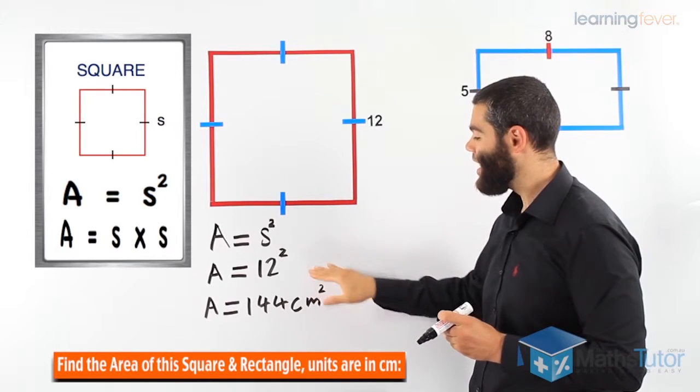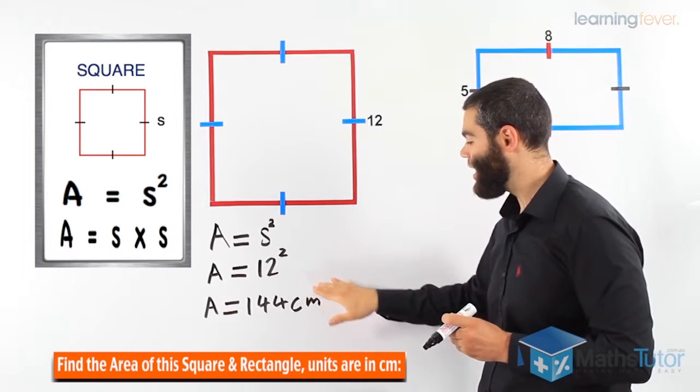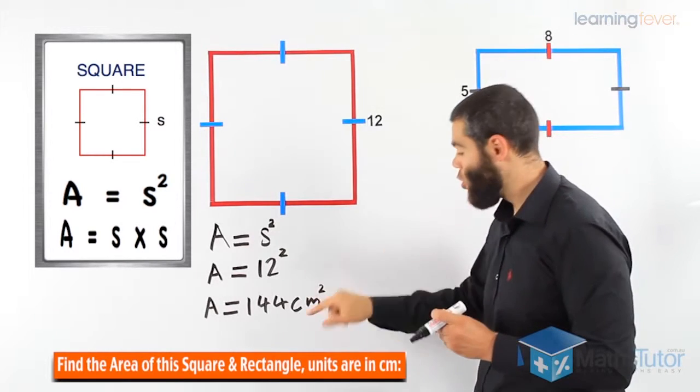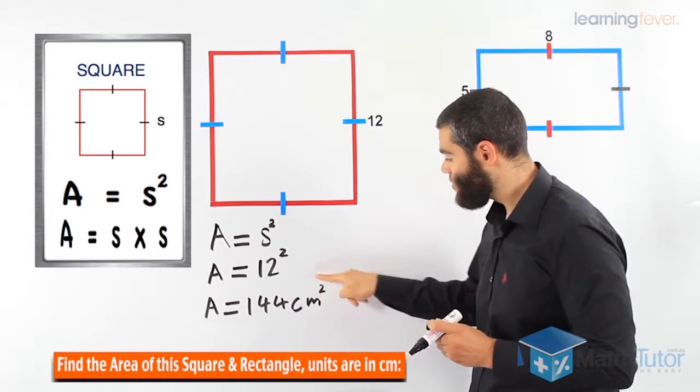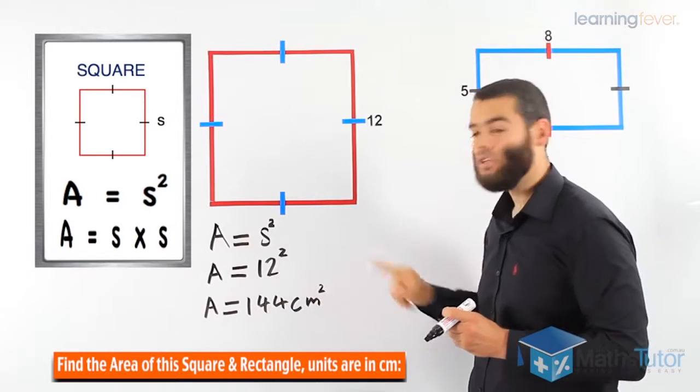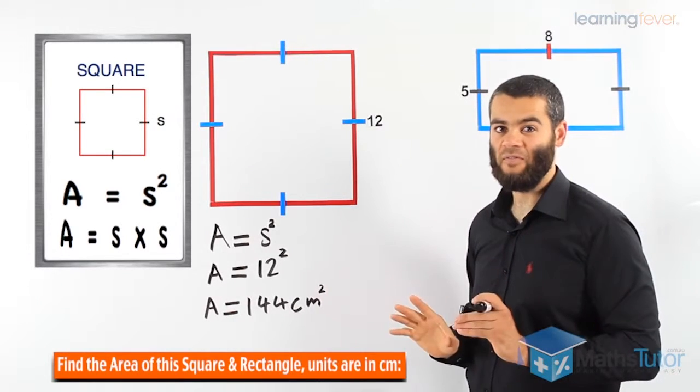Formula, working out, answer. You'll get full marks. Always make sure you show your centimeters squared. You have to put the 2 or else you'll get it wrong.